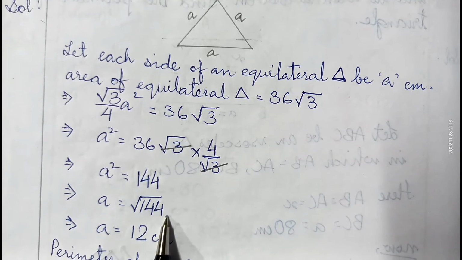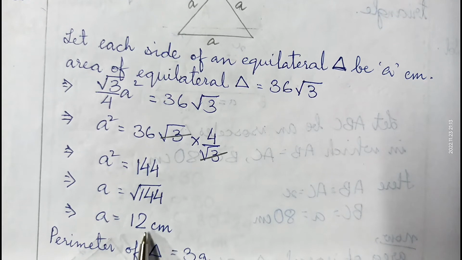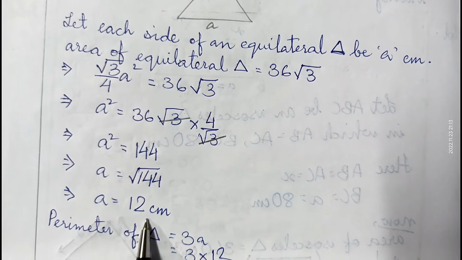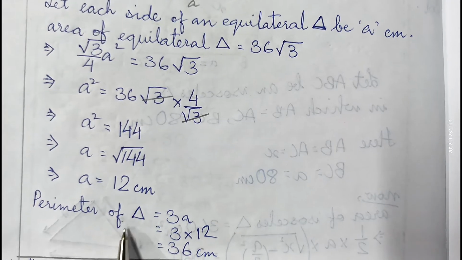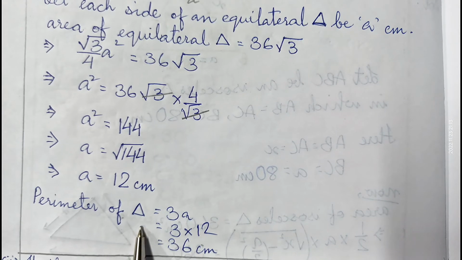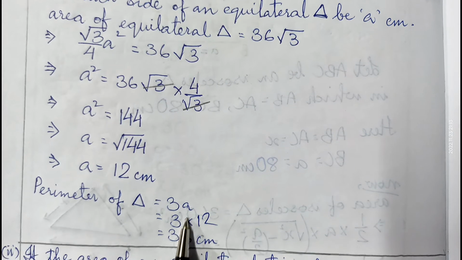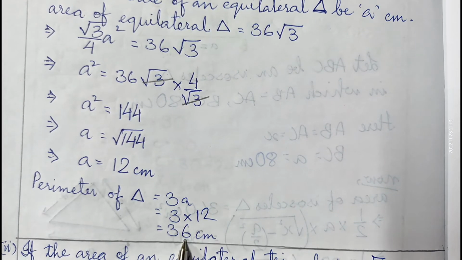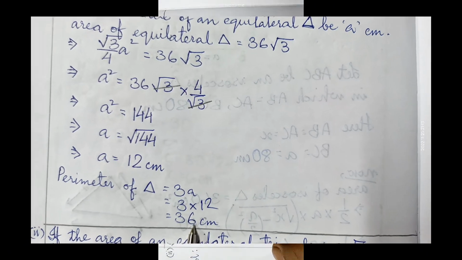So a will be root over 144, which is 12. Therefore, each side of the triangle is 12 centimeter. Now we have to calculate the perimeter of the triangle. We know the perimeter of the triangle is 3 times the side. Here 3 into each side, which is 12. So 3 into 12 is 36. Therefore, the perimeter of the equilateral triangle is 36 centimeter.